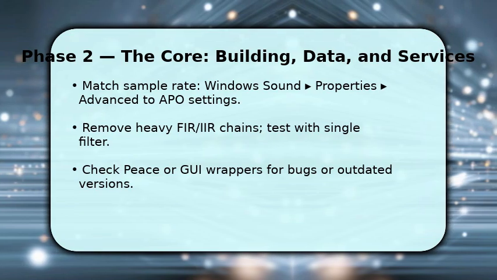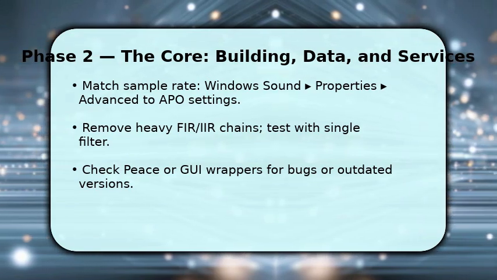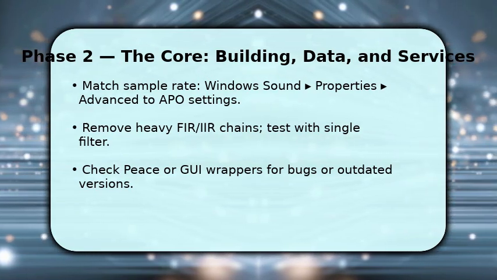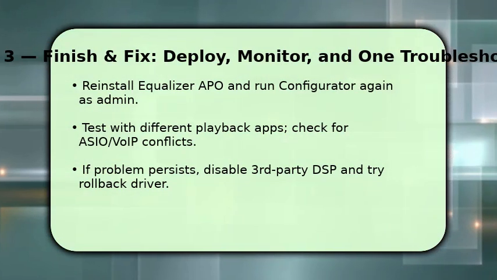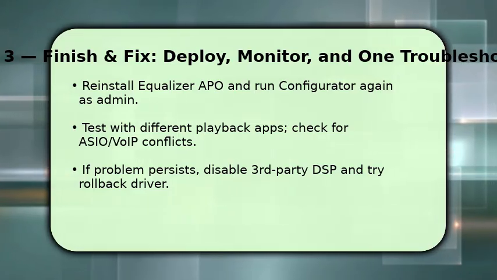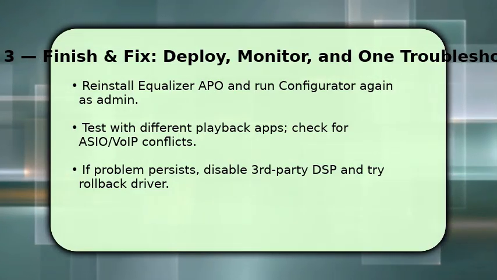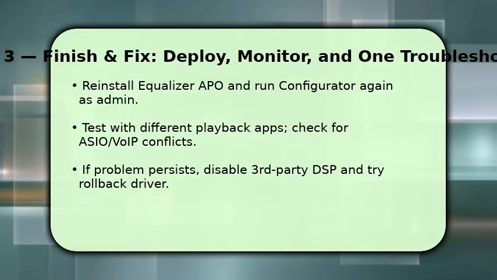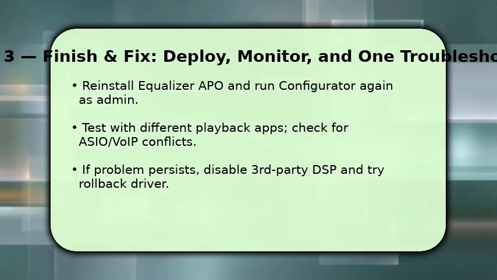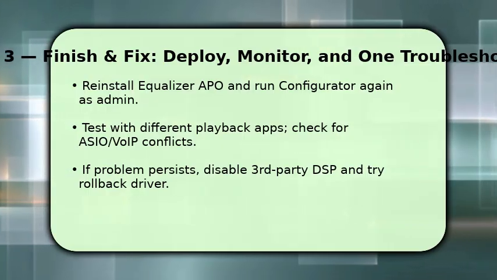Finally, reinstall Equalizer APO while running the installer as administrator. Then reopen Configurator, reapply devices, and reboot. Test audio in multiple apps to isolate whether one program is triggering the cutouts. ASIO, VoIP, or game engines can grab audio and break APO.